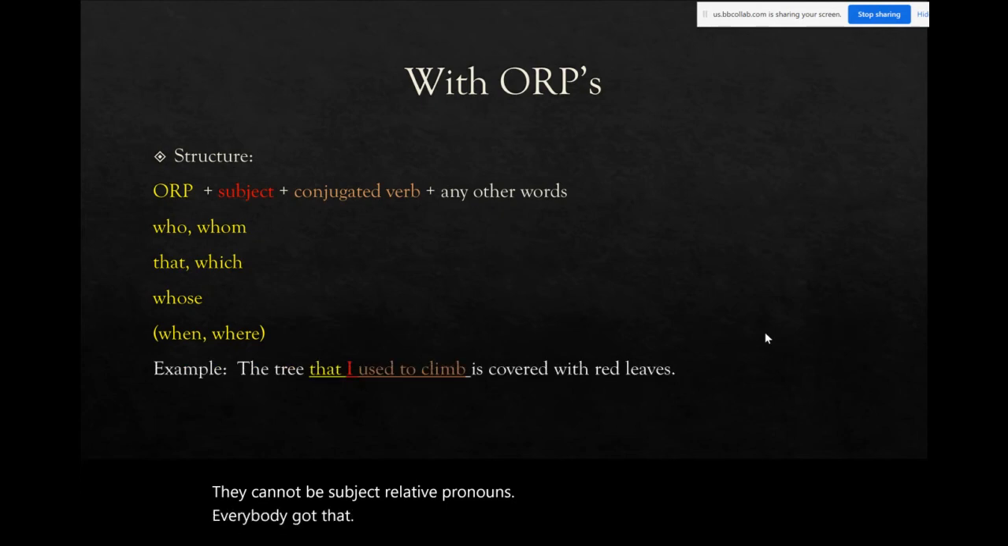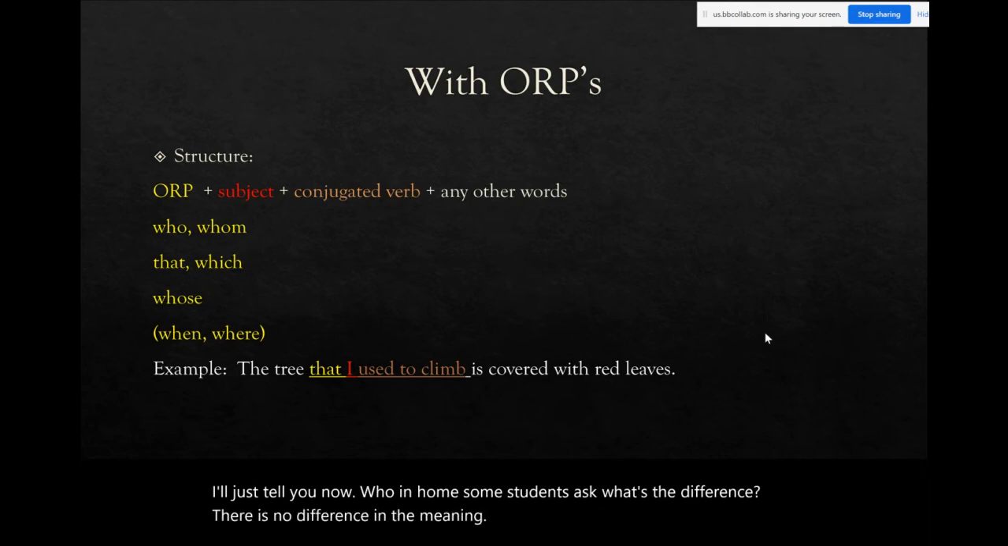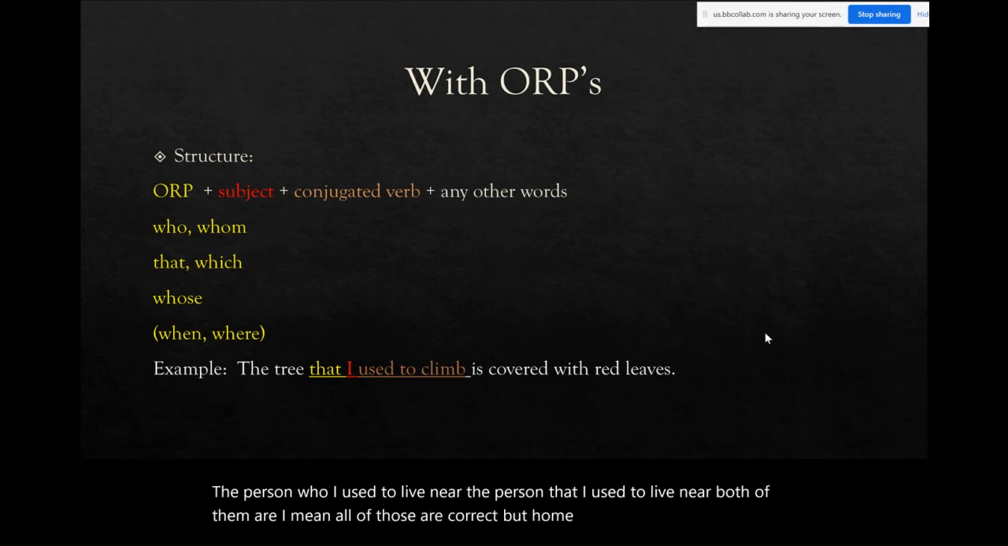Okay, and I'll just tell you now, who and whom. Some students ask, what's the difference? There is no difference in the meaning. But whom with the M is a little bit more formal. For example, I could say, the person whom I used to live near just passed away last week. The person who I used to live near, the person that I used to live near, all of those are correct, but whom is a little bit more formal.